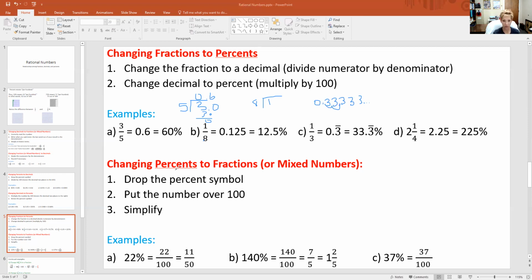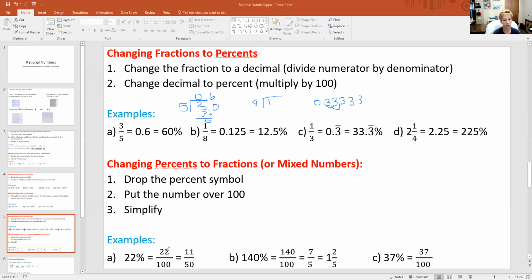Well, what if it goes the other way? What if you've got to change percents to fractions? Well, the first thing you're going to do is drop that percent symbol. Like we said, what does percent mean? It means per 100. So that number goes over 100 and you simplify. 22% means 22 out of 100.